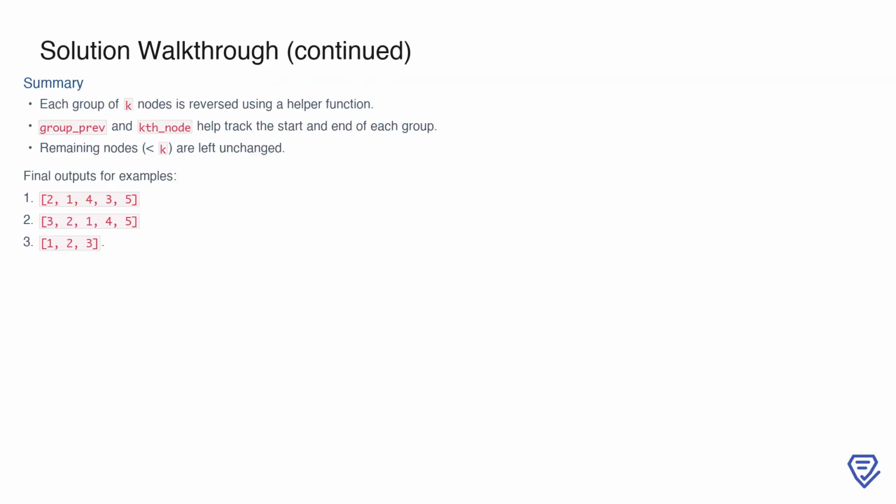To summarize, this approach reverses each group of k nodes in a linked list using a helper function to reverse sublists. Key pointers like group_prev and kth_node are used to track the start and end of each group. If the remaining nodes in the list are fewer than k, they are left unchanged. Looking at the final outputs for the examples, example 1 results in 2, 1, 4, 3, 5, example 2 gives 3, 2, 1, 4, 5, and example 3 outputs 1, 2, 3. This algorithm ensures an efficient and systematic reversal of nodes in groups of k while handling edge cases effectively.